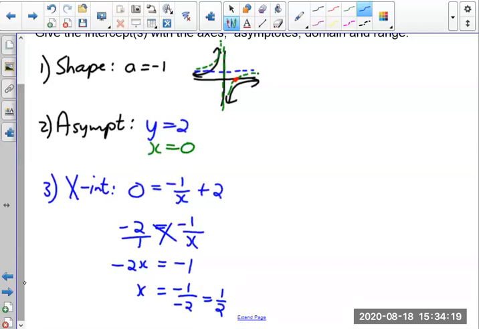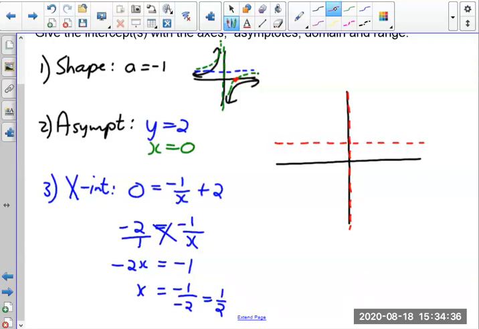So now I can draw. You always start drawing with the asymptotes. So x equals 0 is that asymptote there. And y equals 2 is that asymptote there. It goes through 2 on the y-axis. There's my y-axis and my x-axis. The shape we said is in the second quadrant and in the fourth quadrant. And I have an x-intercept. I calculated it and it gives me a half.